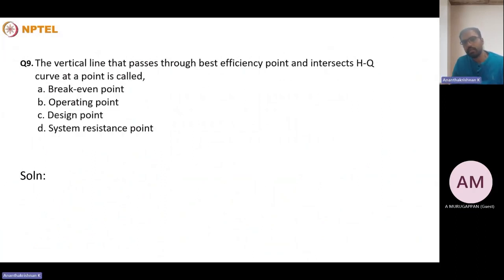Look into the problem. The vertical line that passes through the best efficiency point and intersects the HQ curve at a point is called break-even point, operating point, design point, or system resistance point. It's the design point. Yes, right.